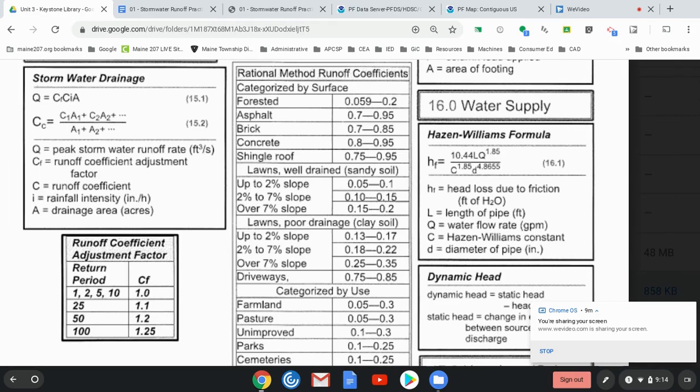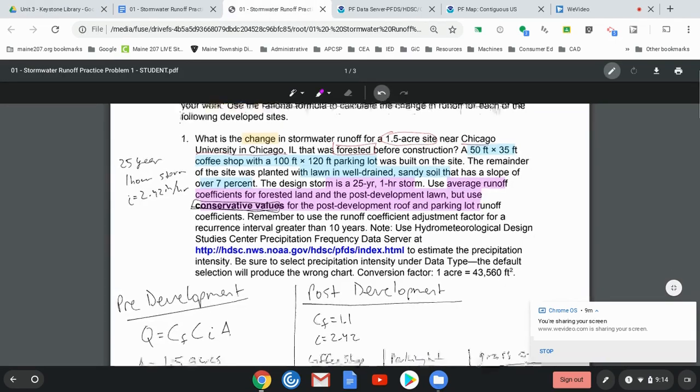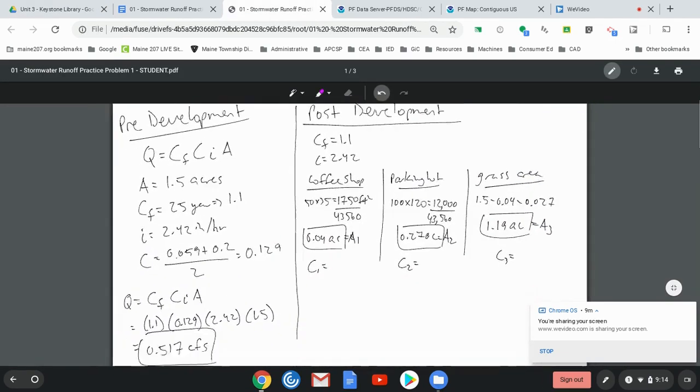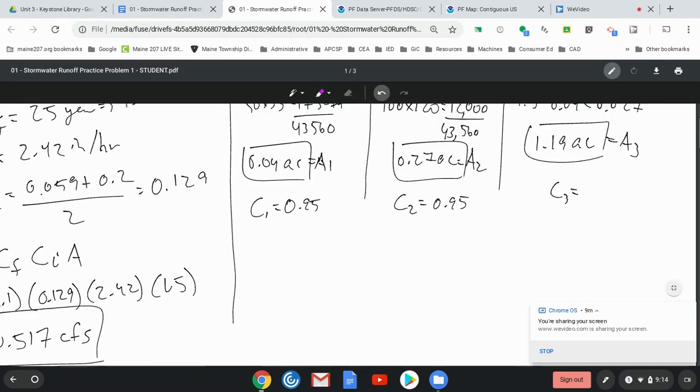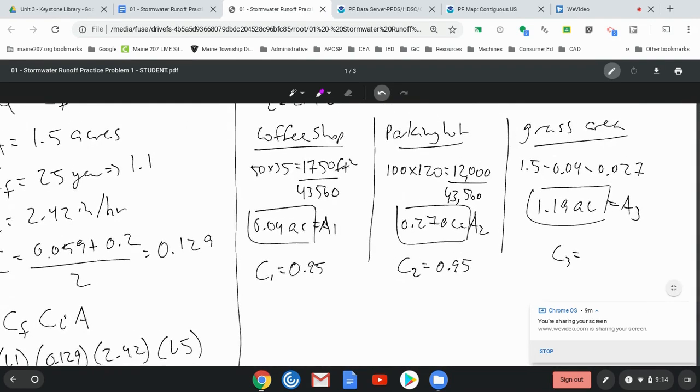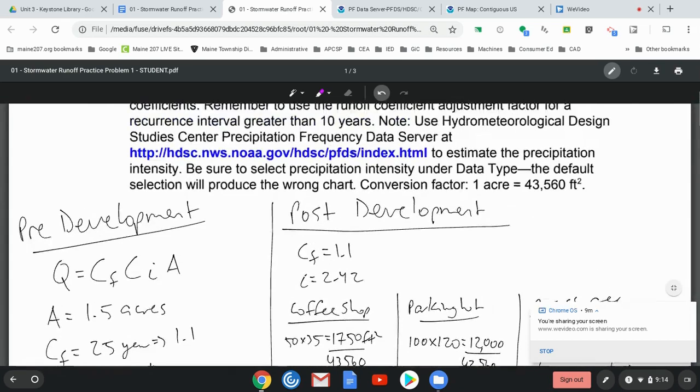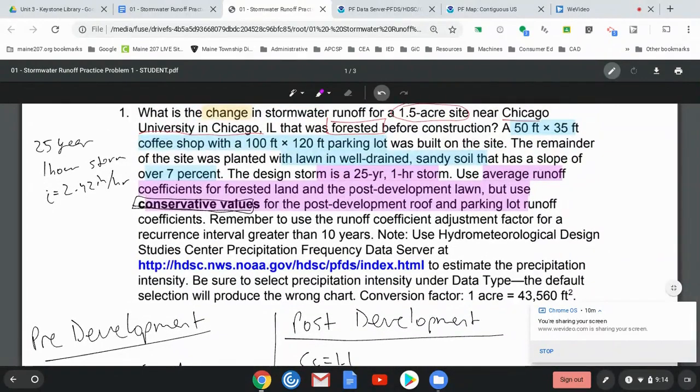All right, you see that shingle roof, 0.95. Asphalt parking lot, 0.95. The higher the number, the worse the scenario. All right, so that's what it means to be conservative: assume worst case scenario in this situation. 0.95, 0.95.